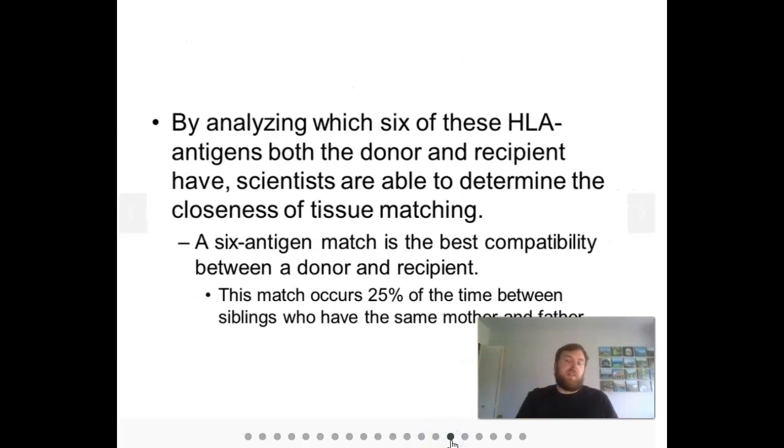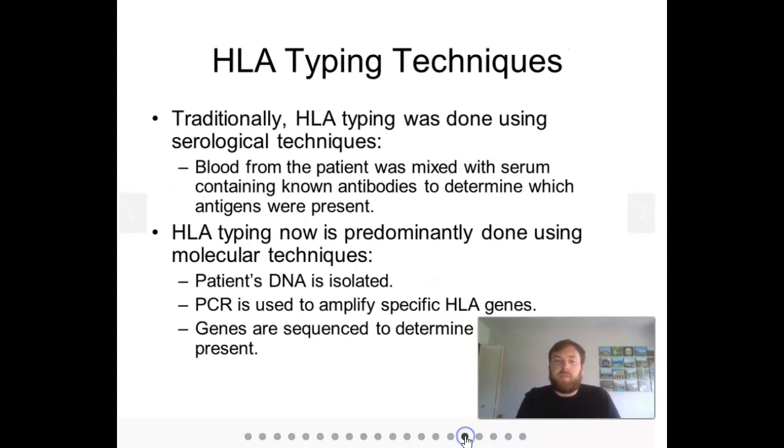So by analyzing which of these 6 HLA antigens both the donor and recipient have, scientists and physicians are able to determine the closeness of the tissue matching, meaning that the 6 antigen match is going to be the best, whereas 0 antigen match is going to be the worst. And this match is going to occur 25% of the time between siblings who have the same mother and father, because there's 4 possibilities. The left chromosome and the right chromosome from mom, the left chromosome and the right chromosome from dad, either or, switching back and forth. It's basically 2 coin flips or a 25% chance.